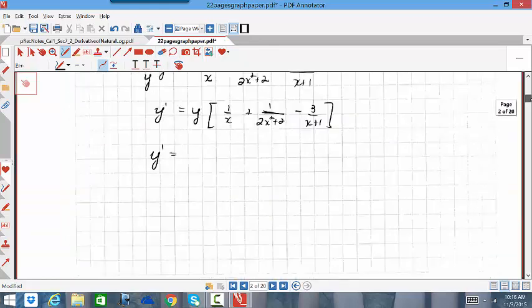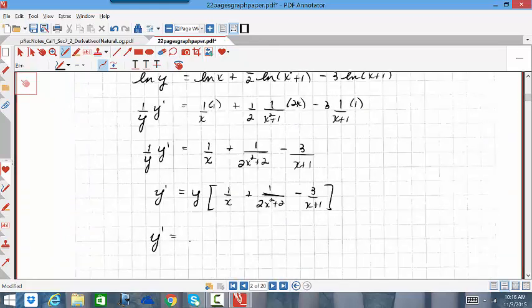Whoa. Here we go. So this y was the original question, which was x times the square root of x squared plus 1 over x plus 1 cubed, times 1 over x plus 1 over 2x squared plus 2 minus 3 over x plus 1. There it is. So you can use logarithms to differentiate when you have a really complex expression to work with. So if you're good at those properties, then this is a nice way to differentiate.